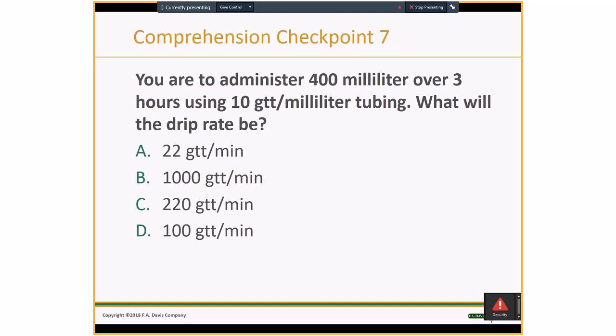Okay, now I understand when you say drop the mL. So the mL, you're left with 400. Gotcha. So you just do 400 times 10 divided by 180. That's canceling out the mLs. Okay, I'm understanding now.